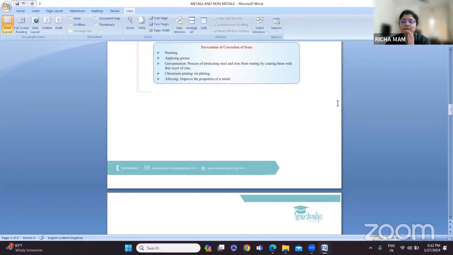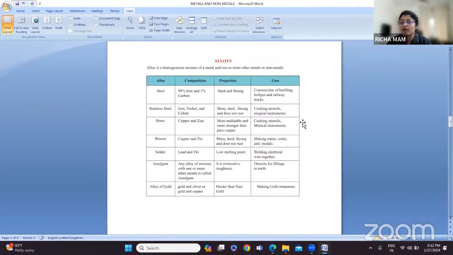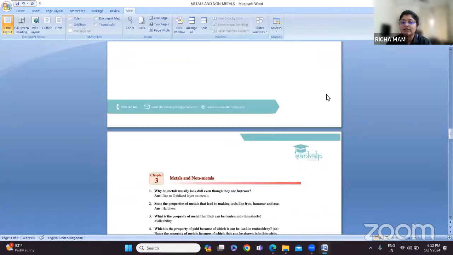Then the prevention of corrosion of iron. We have seen what is corrosion and how to prevent it, with different methods like painting, greasing, galvanization, tin plating and alloying. Then the next was alloys. Alloys are homogeneous mixtures of two or more metals or metals and non-metals. We have seen the different alloys, their composition, properties and uses. These were the things we discussed in our previous class.